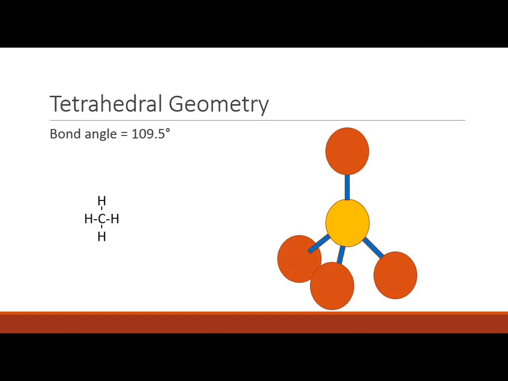Now things get a little trickier once we hit 4 electron groups around that central atom. In the case of methane shown here on the left, CH4, it looks like this is a flat molecule with bond angles of about 90 degrees, right? But it turns out that this isn't true, because if we're thinking in 3 dimensions, we would have our carbon in the middle, our hydrogens around it, and these hydrogens could actually go to the corners of a tetrahedron.